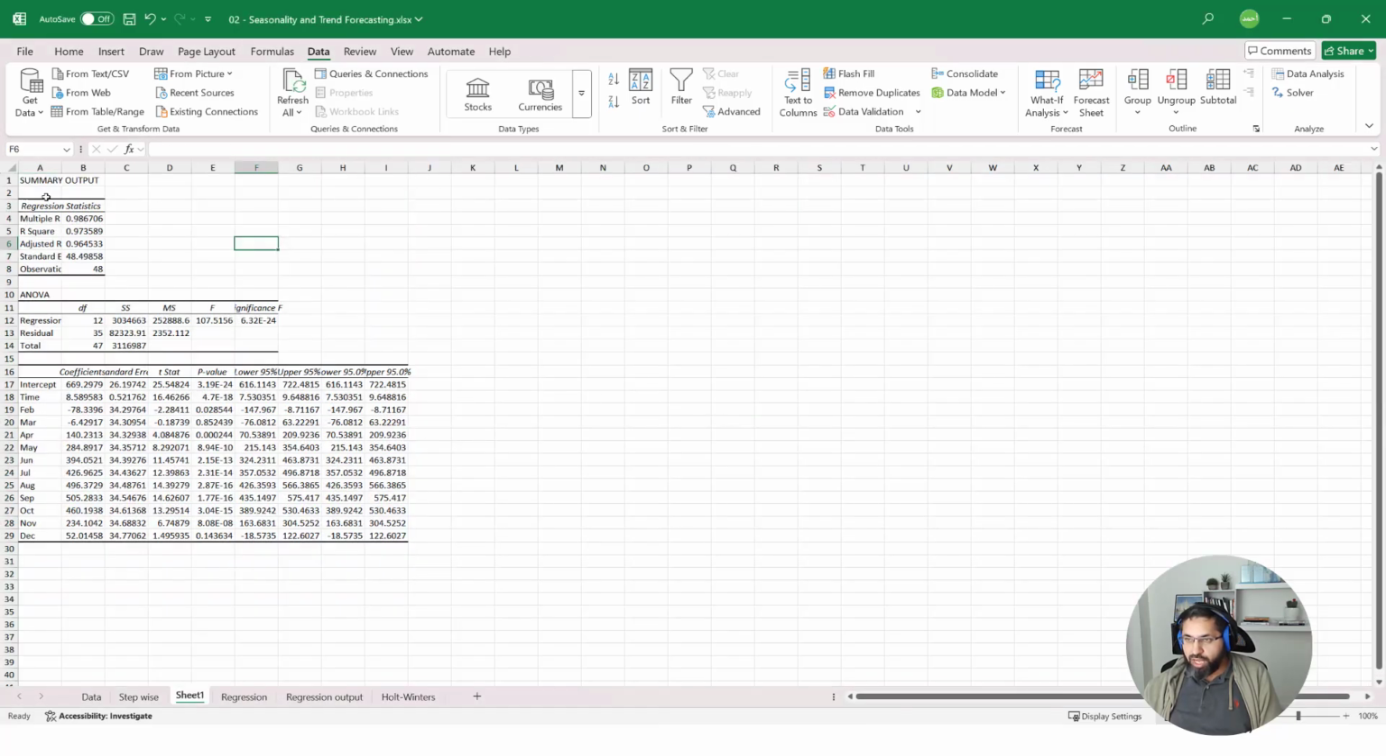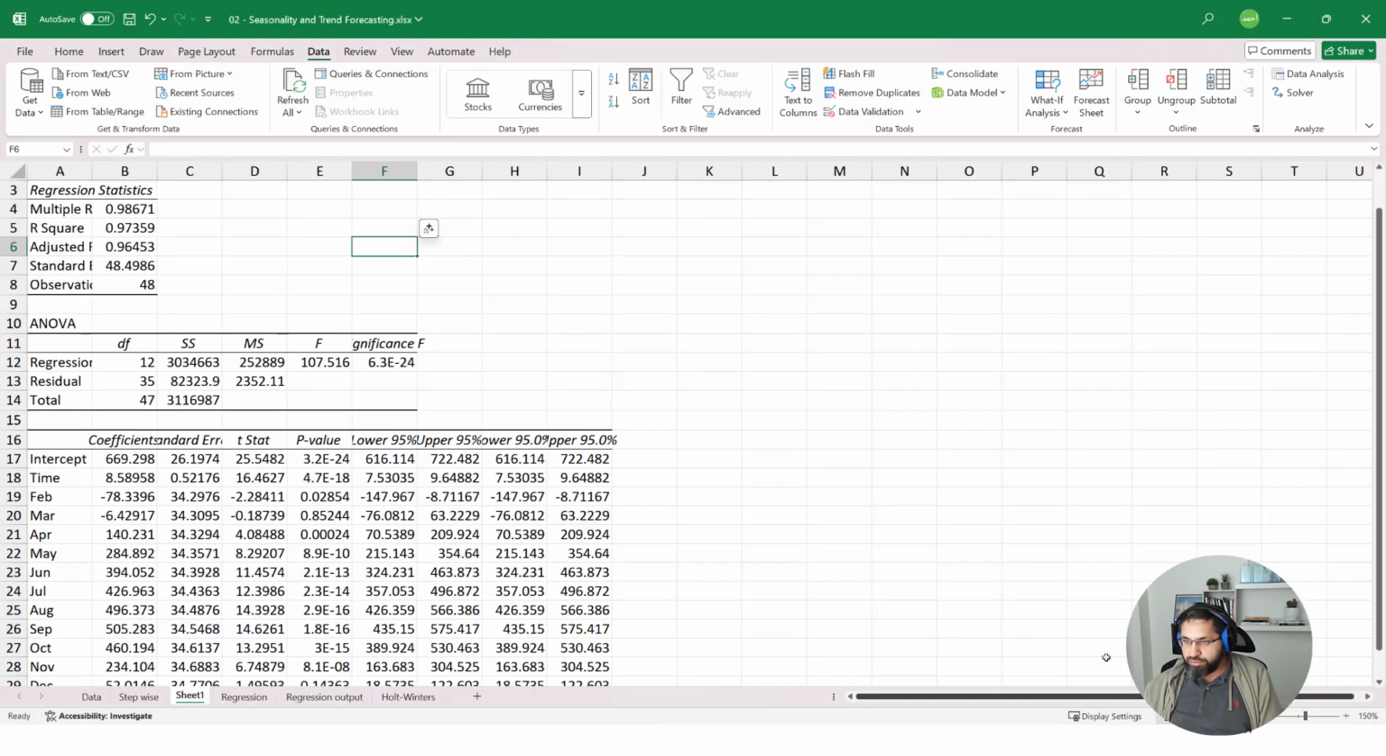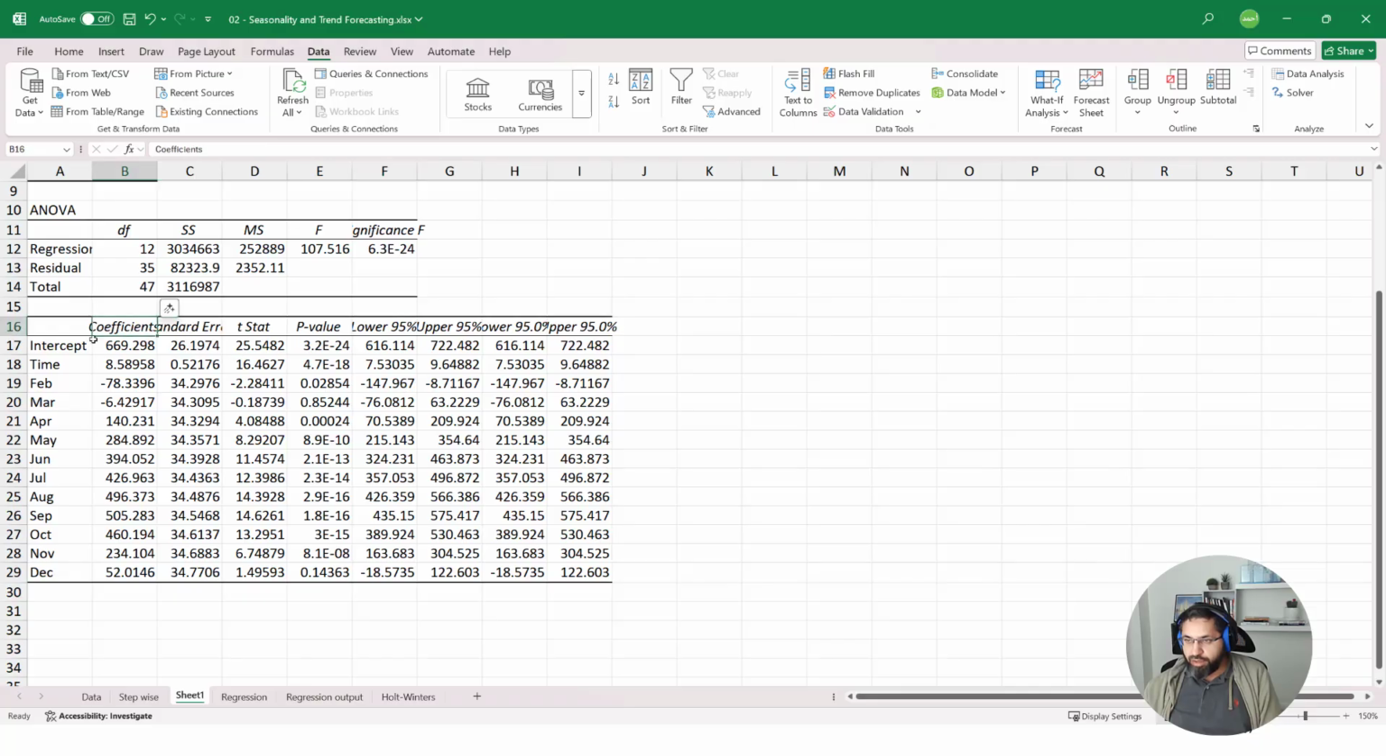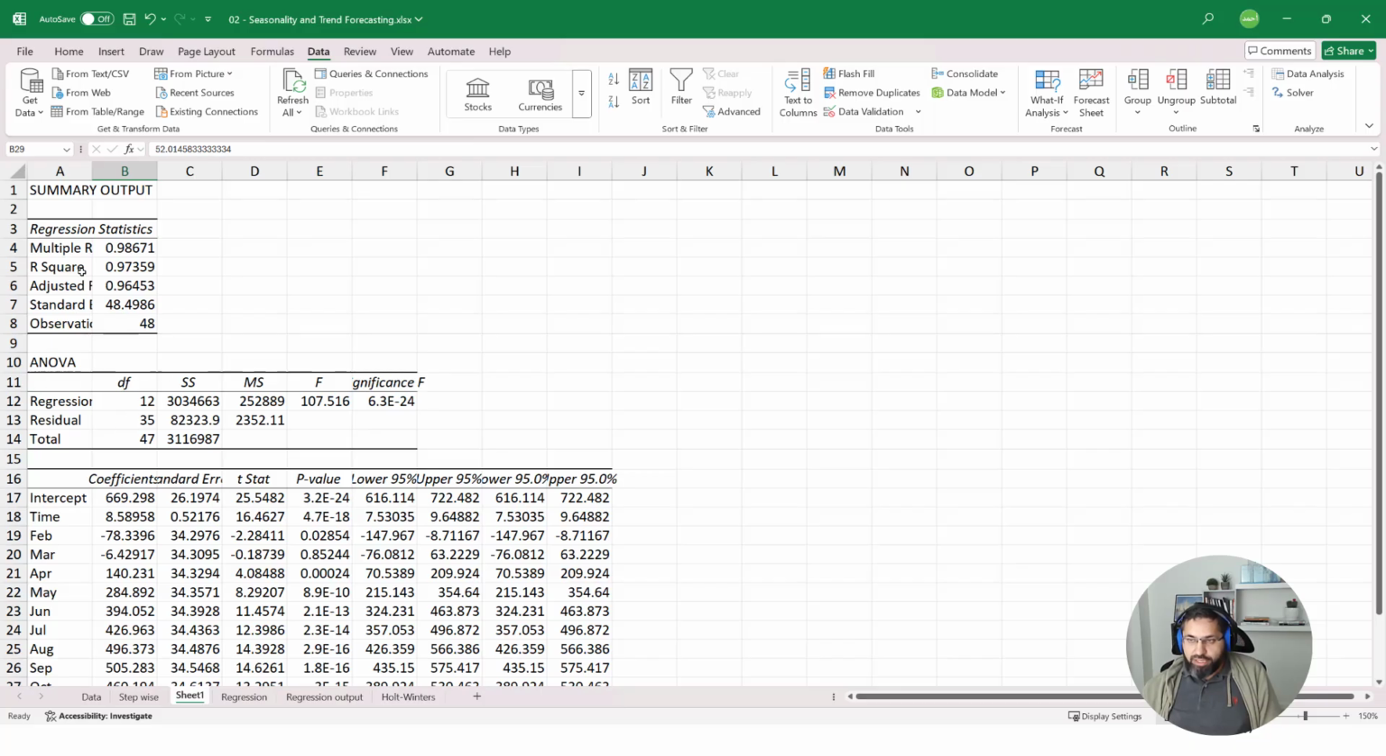And so this is the output of regression. Okay, B0, that's the intercept. B1 times time, this is B1. Then this is B2 for February, B3 for March, B4 for April, all the way down. And now you can see that the R-square value is 97%.